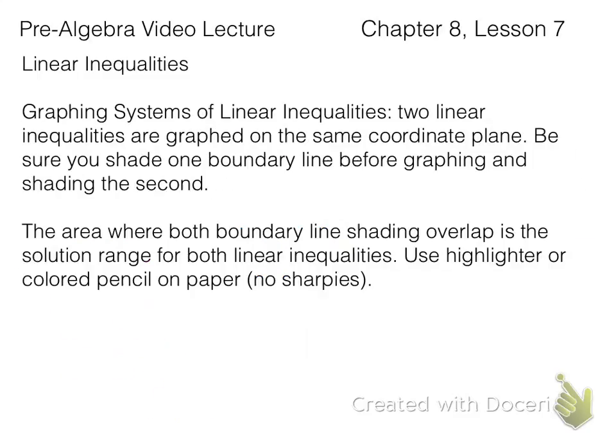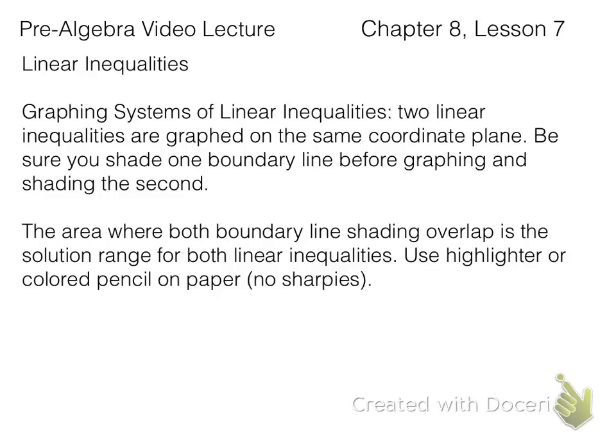All right, last thing I need to talk about is systems of linear inequalities. Two linear inequalities are graphed on the same coordinate plane, but be sure you shade one boundary line before graphing and shading the second, because otherwise you might get confused where your lines are, and you might not shade correctly, and then you don't get a correct answer, and then your life is a little scary. So just make sure you do one boundary line, one shading, and then the second boundary line and the second shading.